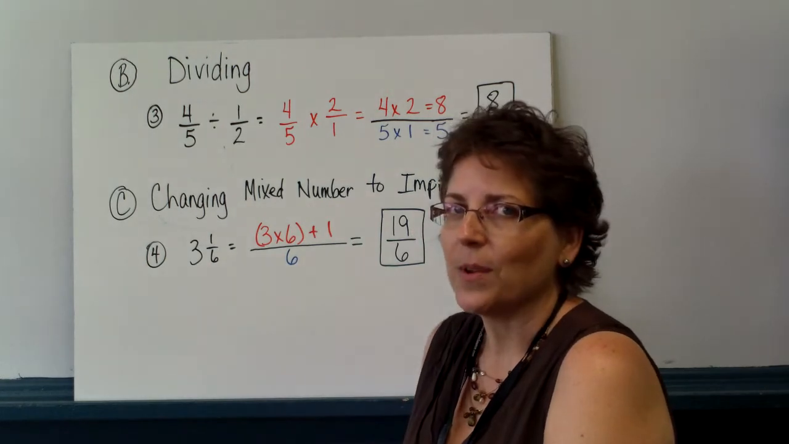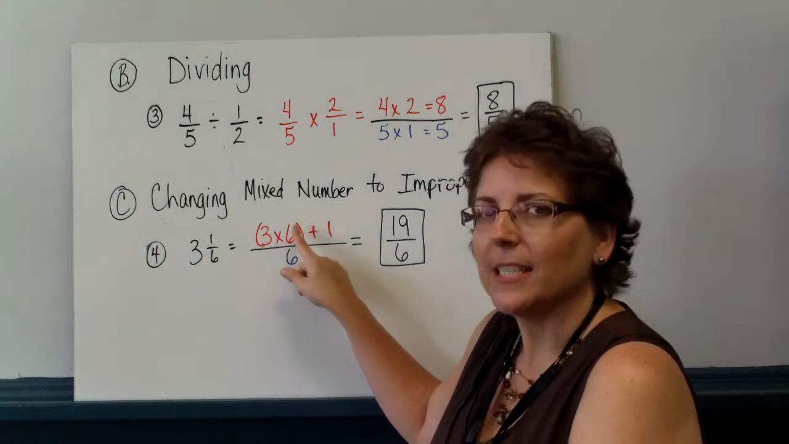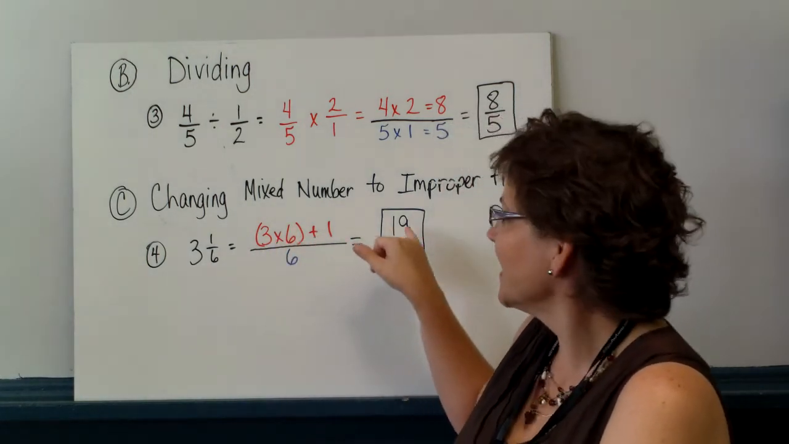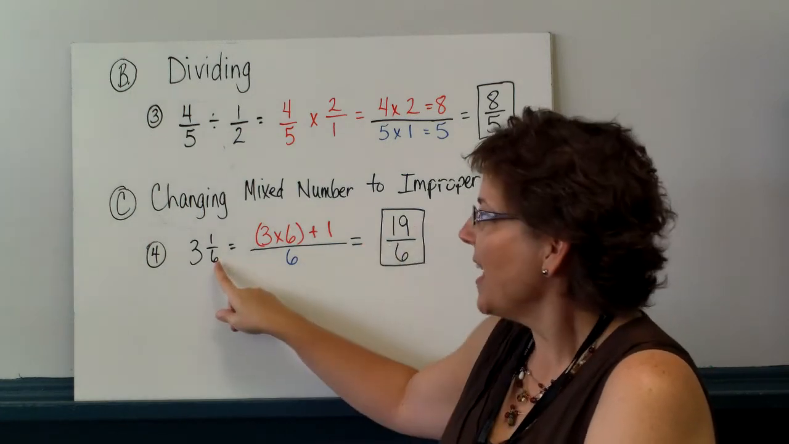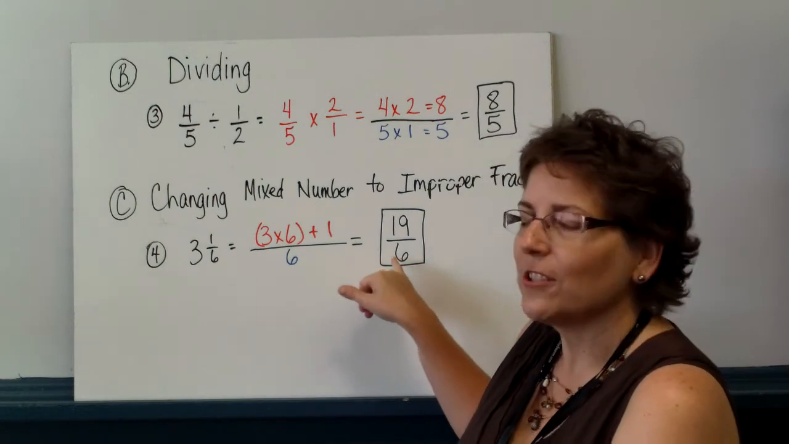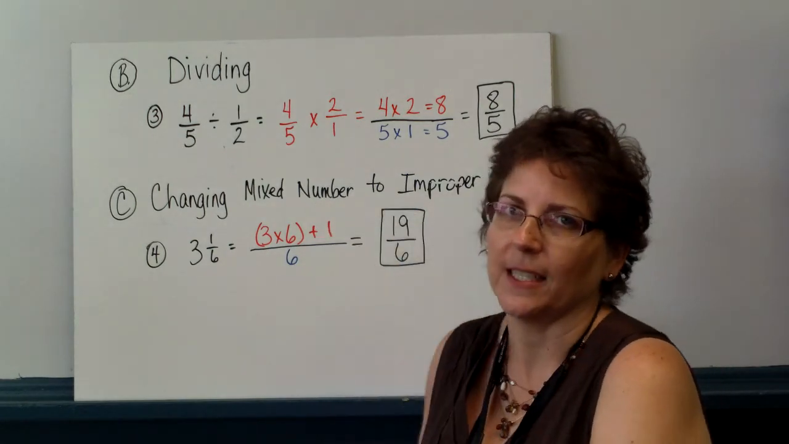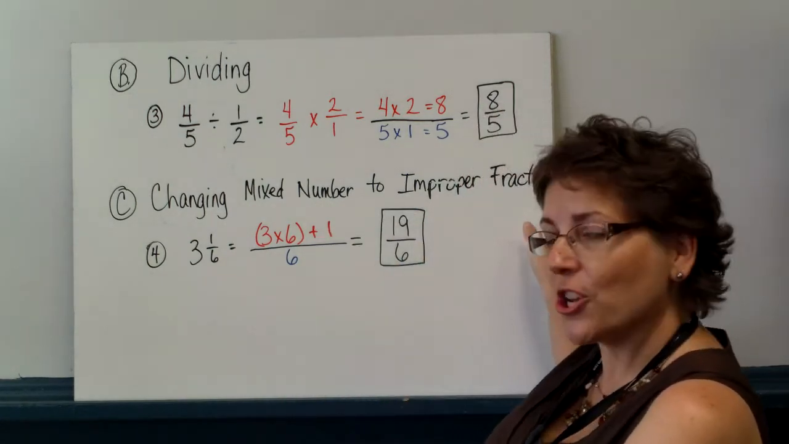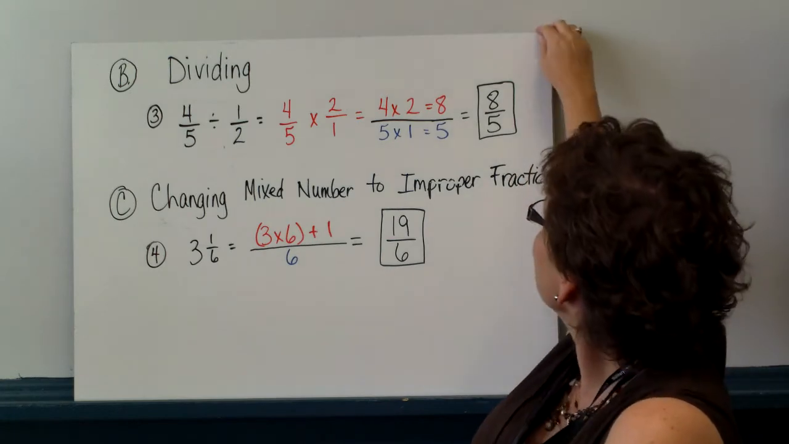So altogether, 3 times 6 plus 1 is going to give us 19, and then we keep the 6 as the denominator. So our answer is 19/6. Make sure you box those answers.